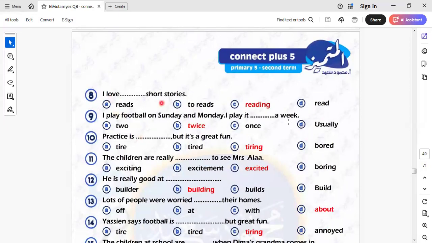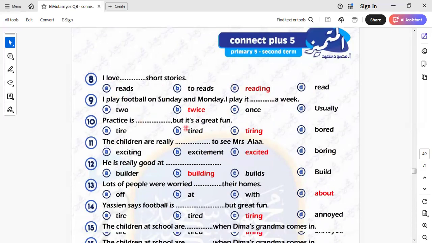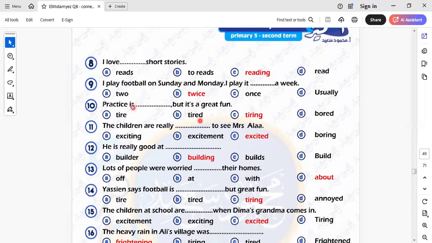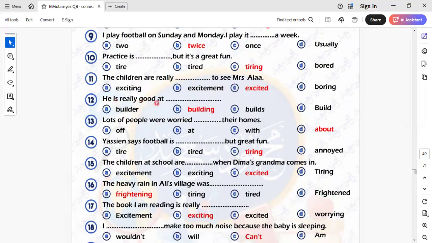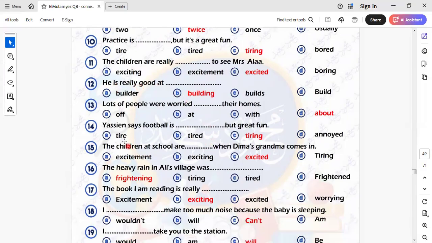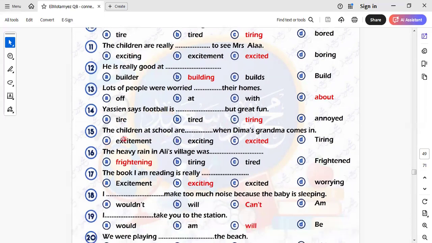Let's go to another. I love reading short stories. I play football on Sunday and Monday. I play it twice. Practice, but it's great fun, tiring. The children are really excited. He's really good at building. Yasin says football is tiring. The children at the school are excited.